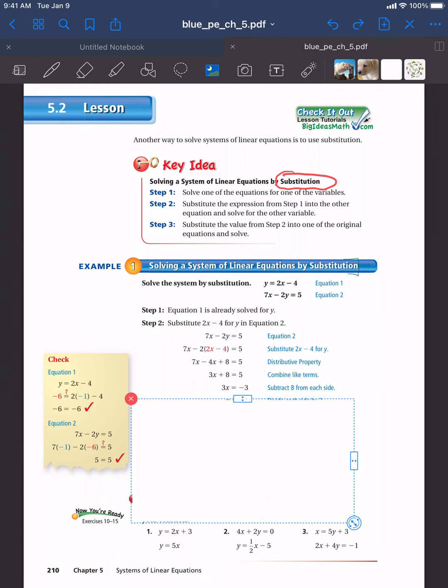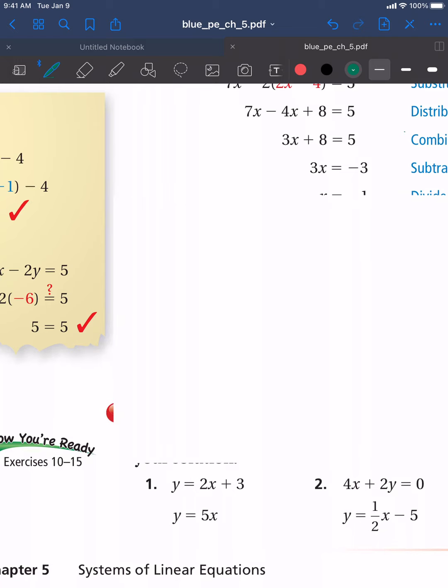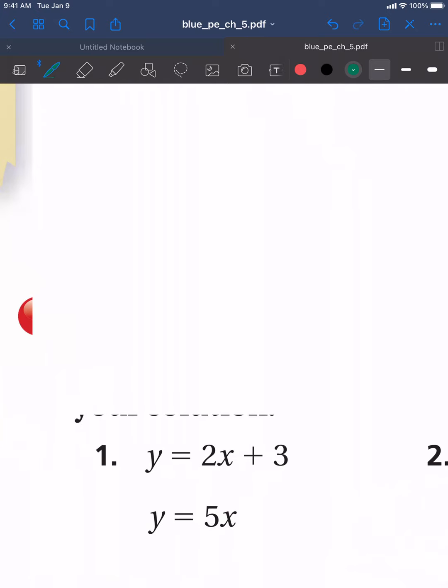You guys can walk me through it, so whoever's watching this to help study will know what to do. Number 1: do I have at least one equation where the variable is by itself? Yes, they both are. Does it matter which one I choose?